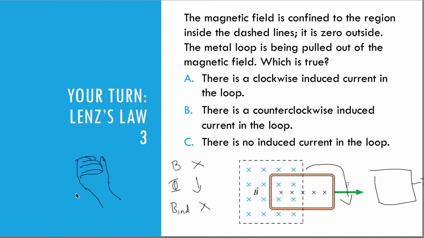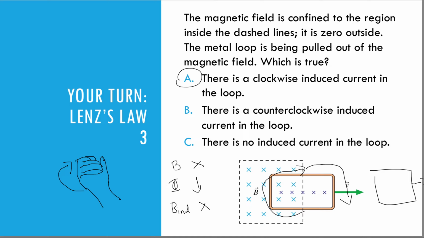My fingers are looping this way. The thumb is into the page. So fingers looping this way, which is clockwise, the thumb is into the page. Sorry about my drawing, but hopefully you remember how to use the right hand rule. So this means that the current is going to be clockwise to produce a field into the page.